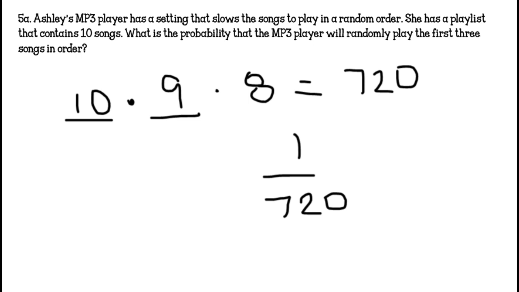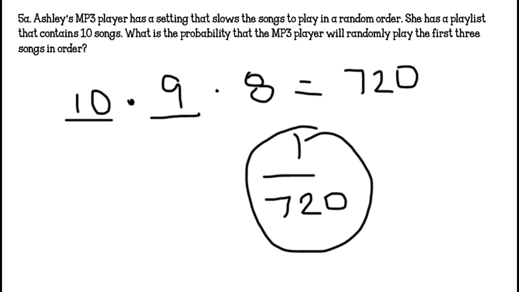That's saying that playing in order means that what's actually the first song on the track is what's played first. You circle it, and that's your answer.